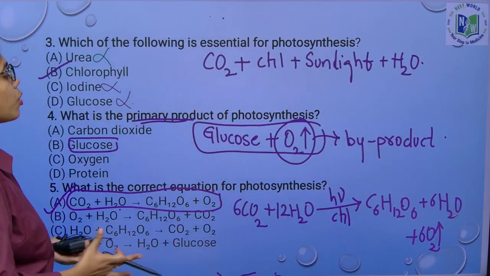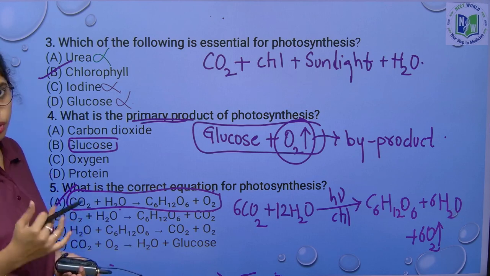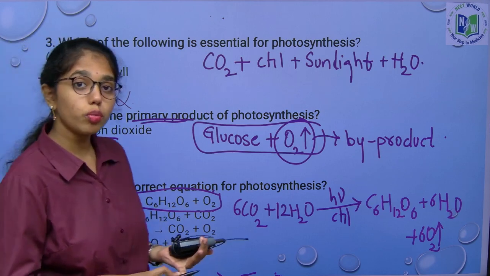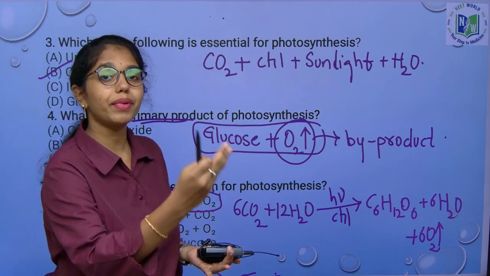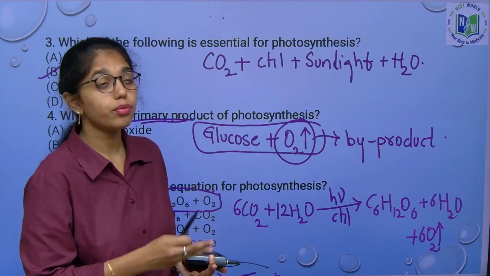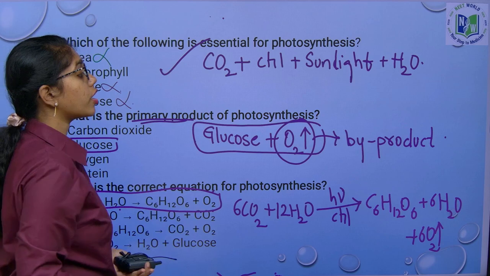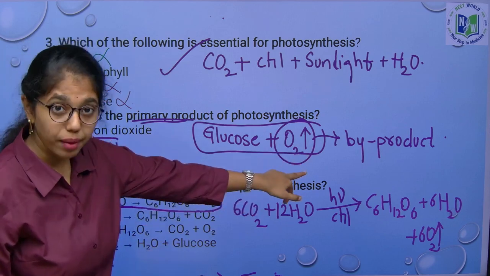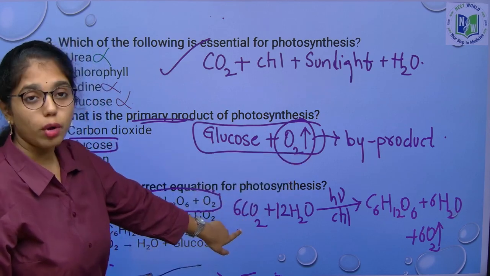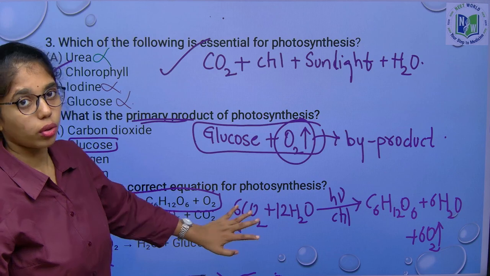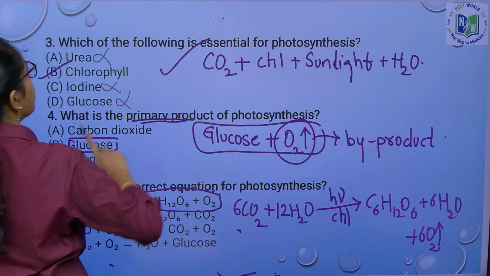These are the points you have to remember with respect to photosynthesis. The leaf turns blue-black with the starch test, and the plant is kept in the dark to destarch it. What are the raw materials for photosynthesis, what is the primary product, what is the byproduct, and what is the standard equation of photosynthesis? All this you have to keep in your mind.